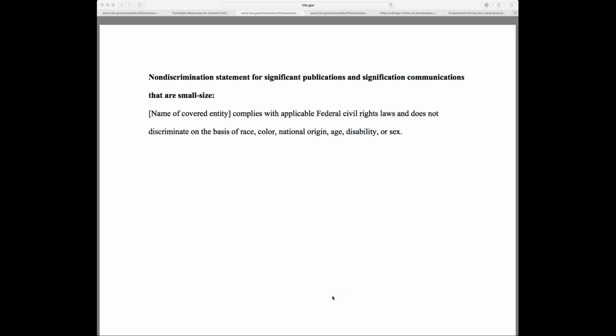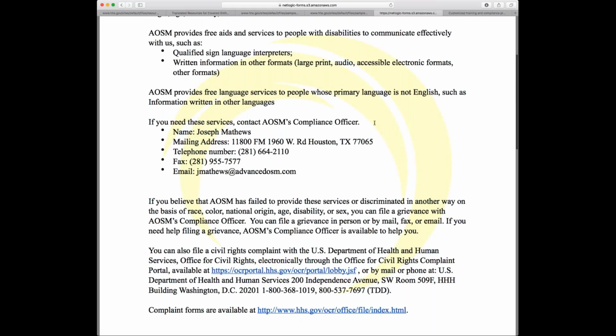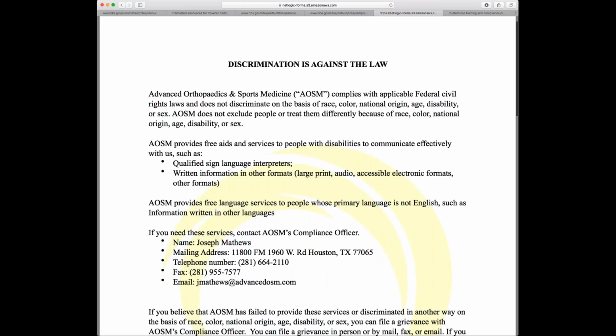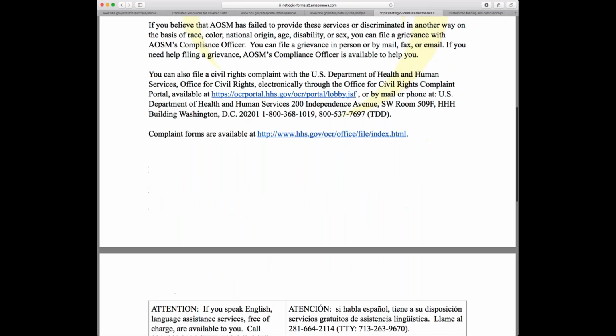So if we were looking at a Chinese version of this, and one of our member practices did develop this notice of non-discrimination posting, I'm going to show you that here. So for example, we had Orthopedic Sports and Medicine Center. They're an organization in Houston. They gave us a sample of how they rolled this out.